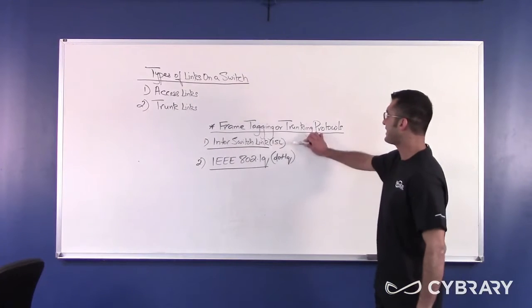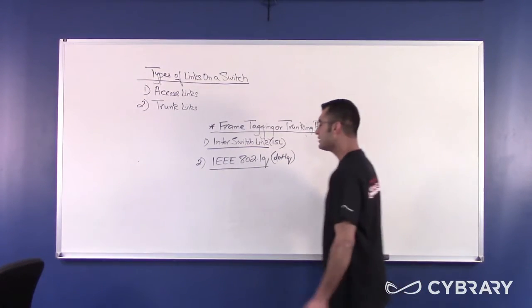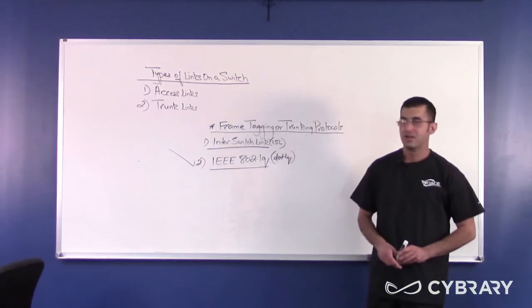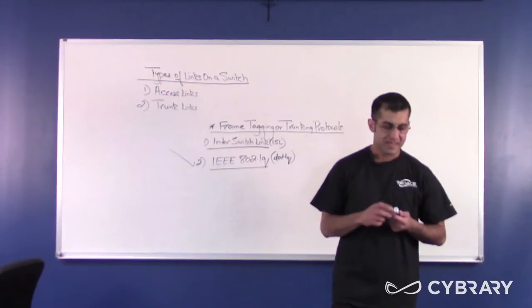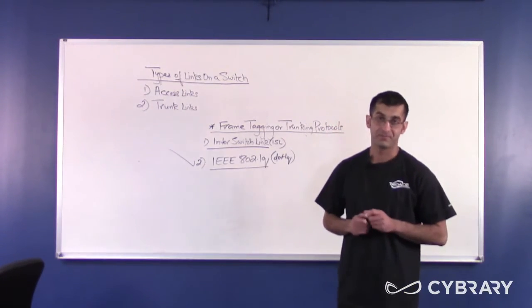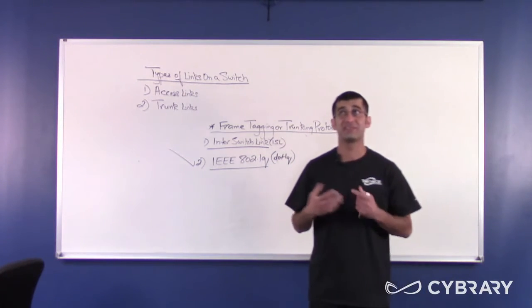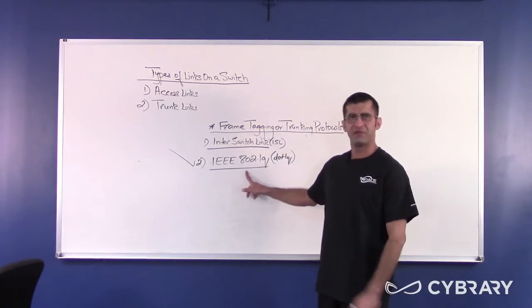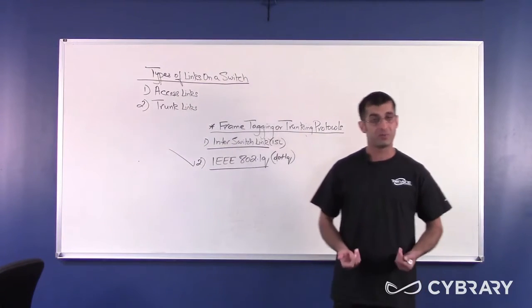So between ISL and .1q, which one's better? The answer being the one with less overhead. ISL, or Inter-Switch Link, adds a 26-byte header. That's a lot of overhead. That's a lot more work a switch has to do to process that frame. A 4-byte tag inserted into the original frame is much easier to process.